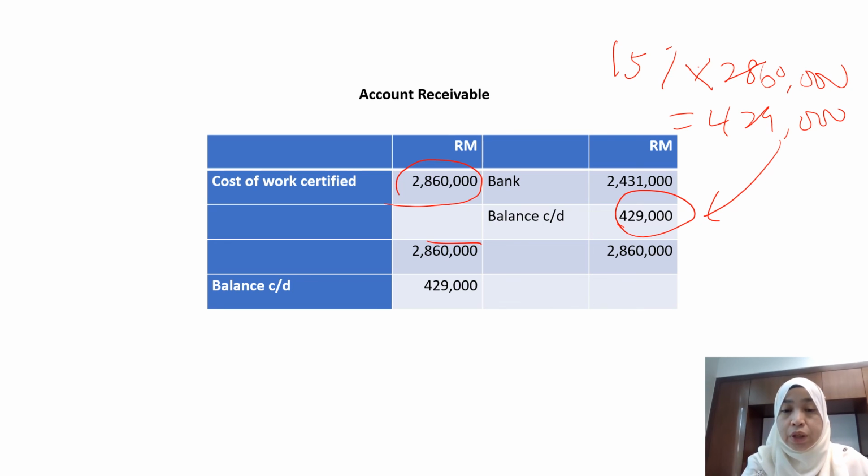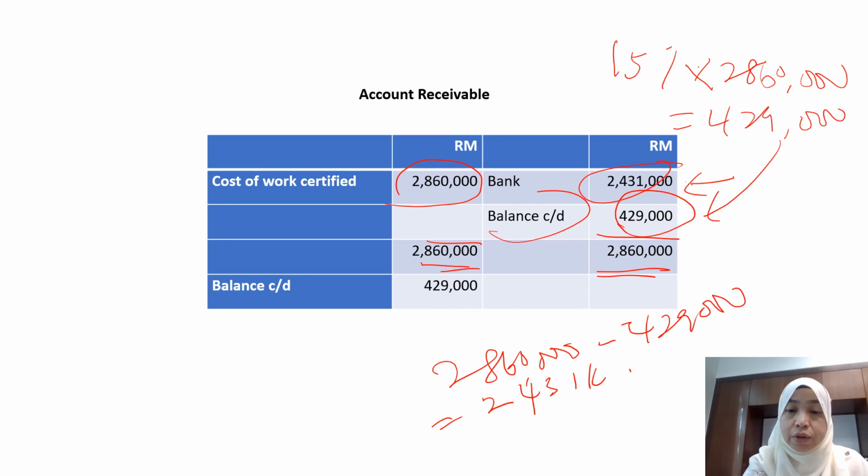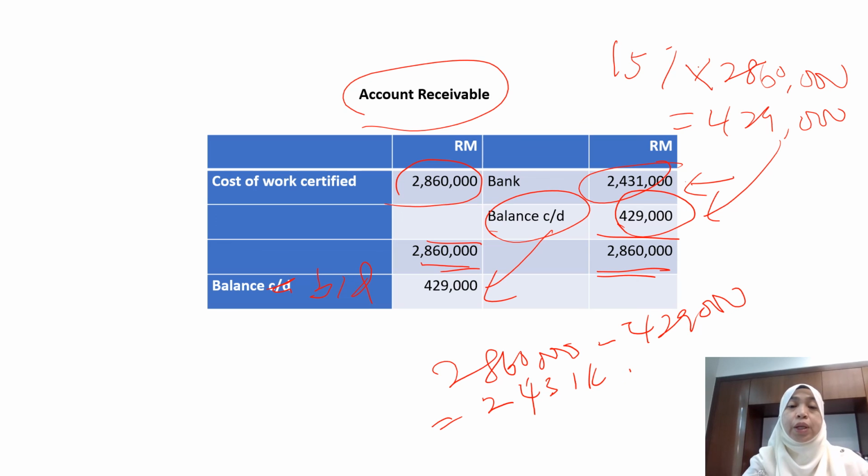For the balancing figure, 2,860,000 minus your retention money, then you will get the amount that your customer has to pay. They need to remit the amount to the company. This value. And then don't forget to bring down your retention money, recorded as balance brought down for accounts receivable.